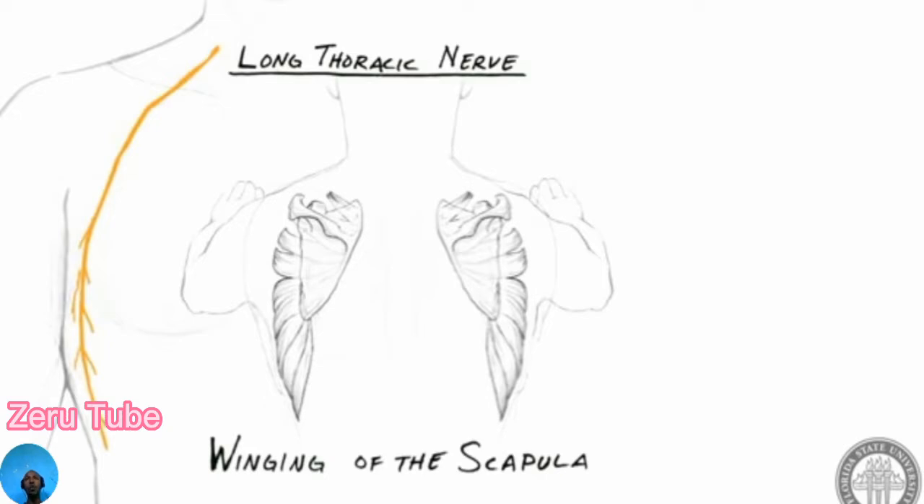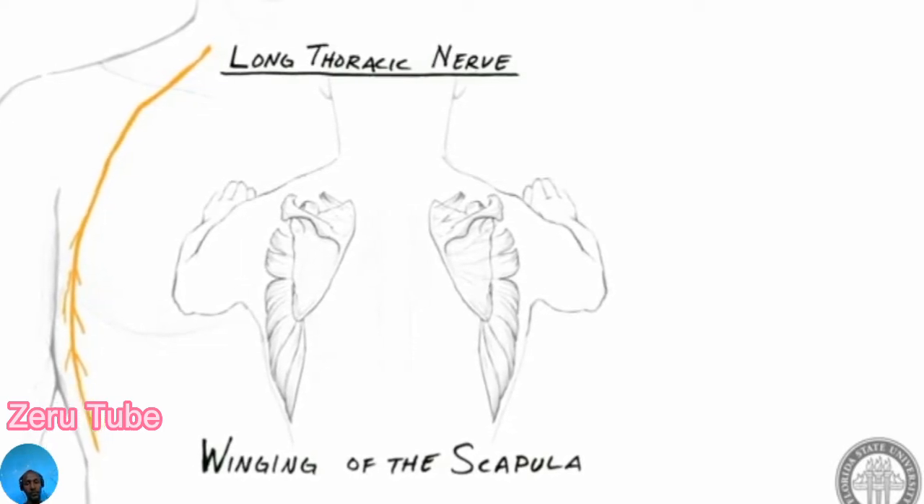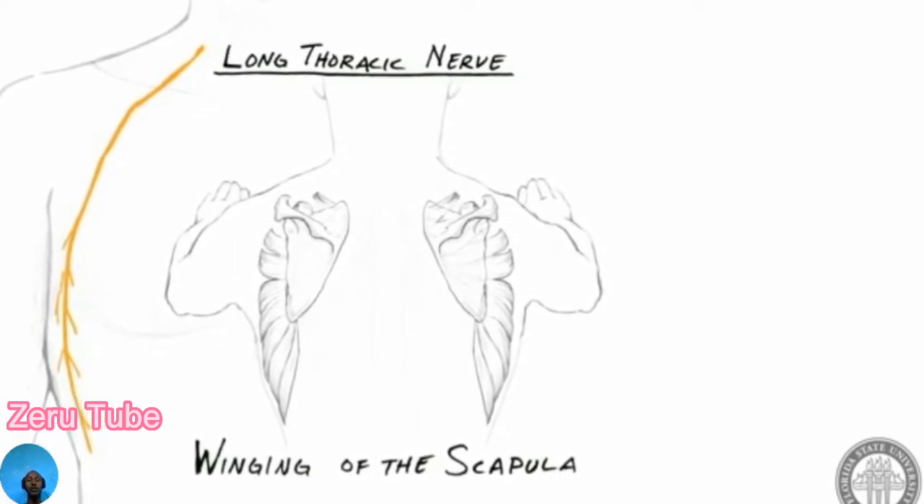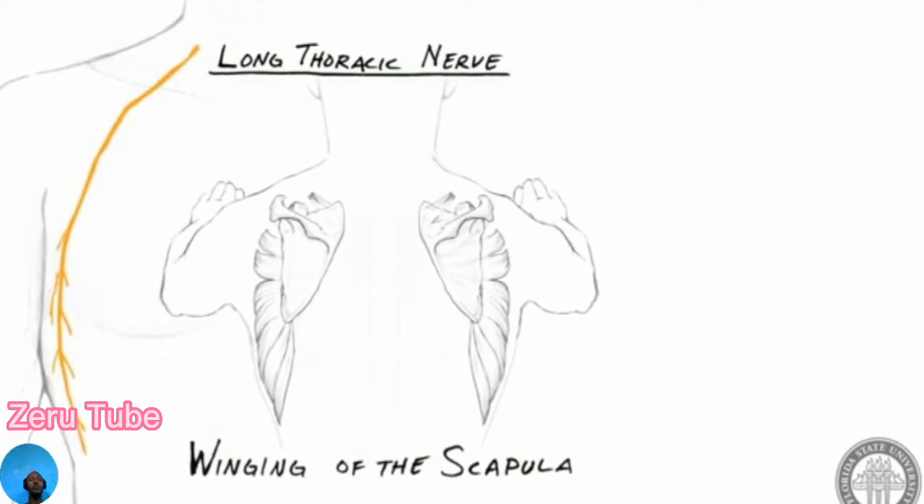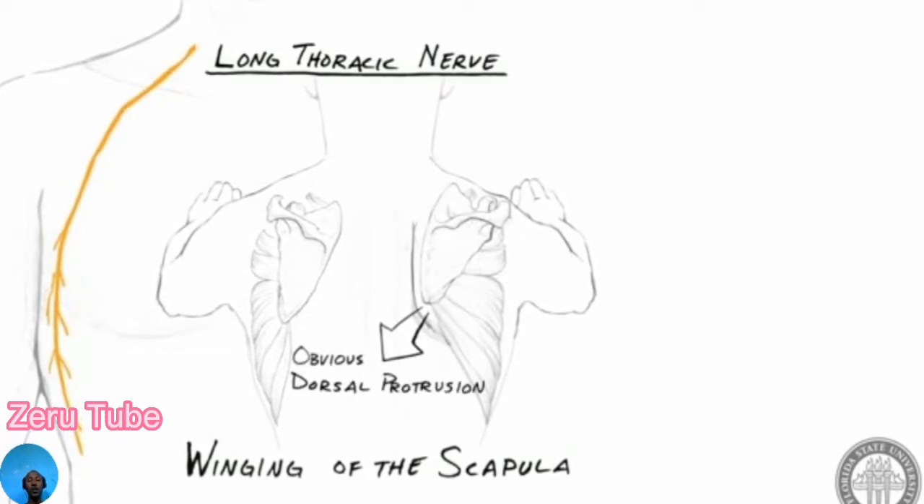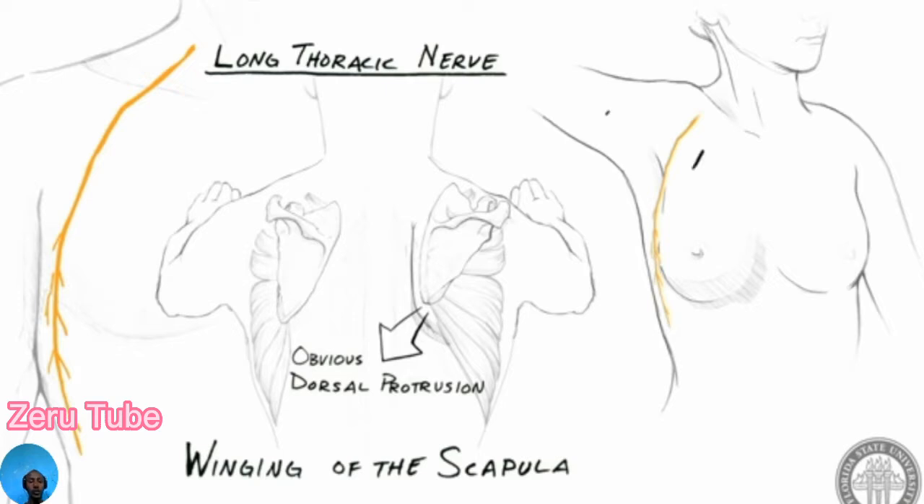When you push the wall of the house, the scapula goes to posterior. This type of sign is called winging of the scapula. So if you see a sign of winging of the scapula, you should always think of the long thoracic nerve. So the scapula goes to dorsal protrusion.